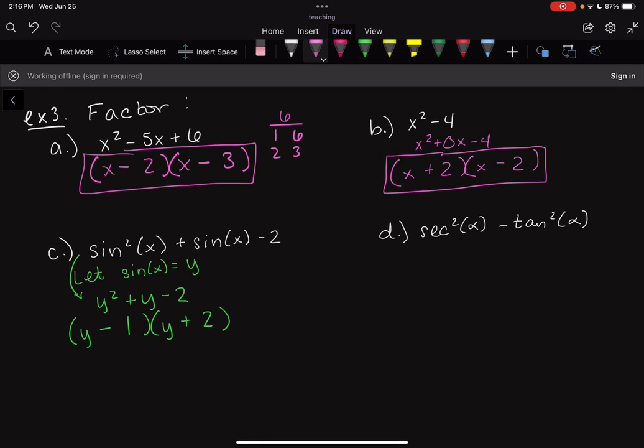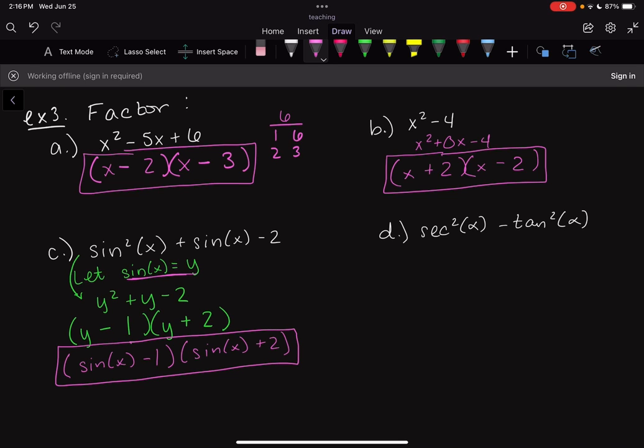Now we just have to replace the sine x back in. So this would be sine x minus 1 times sine x plus 2. So sometimes, if just seeing the trig function messes you up, you can always replace it with another letter temporarily.